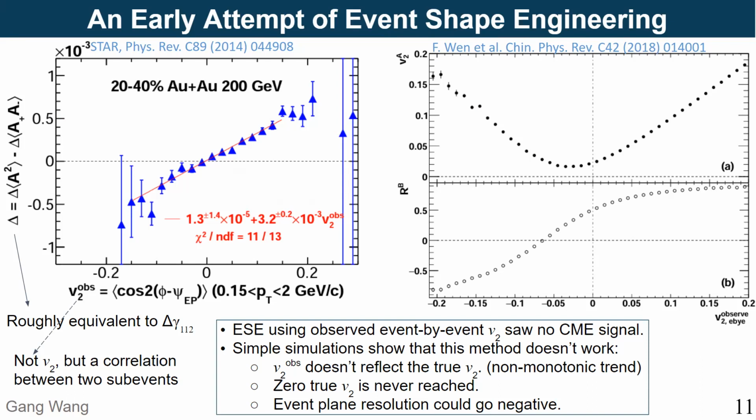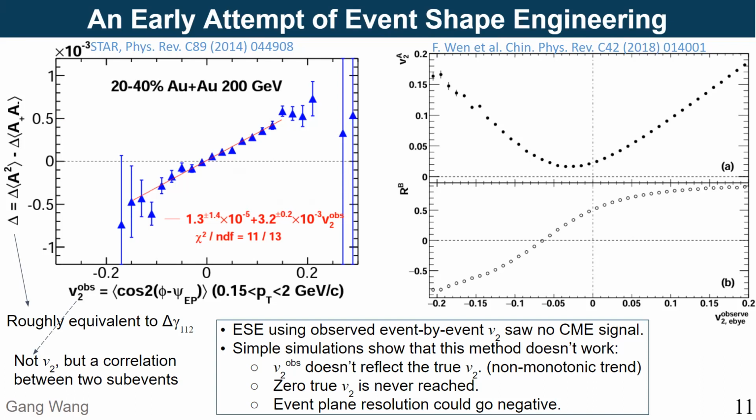So we wrote a method paper to explain this. With even a simple model, we see that this is the true V2. And the x-axis is this observable, the so-called event-by-event observed V2. The upper panel shows that when this observed V2 goes negative, actually you see a U shape. It's not monotonic. And the true V2 can never be 0, no matter where you are in this observed V2. So it doesn't represent V2.